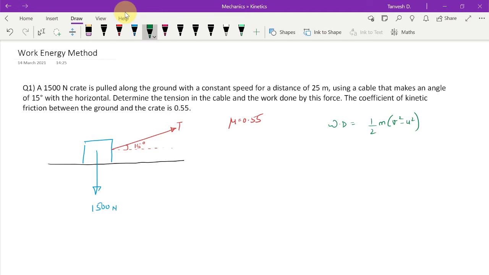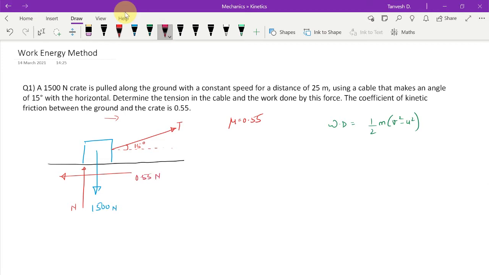So if I do summation Fy equal to 0, since here the friction also has to be taken into consideration, we need to find the normal reaction here. Let us say that N is the normal reaction, and since the movement is happening in this direction, the frictional force would be like this, which is 0.55 times N, right?